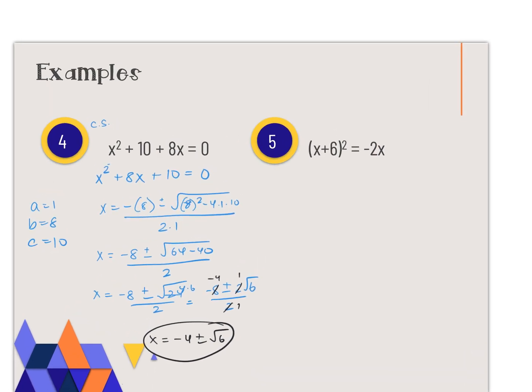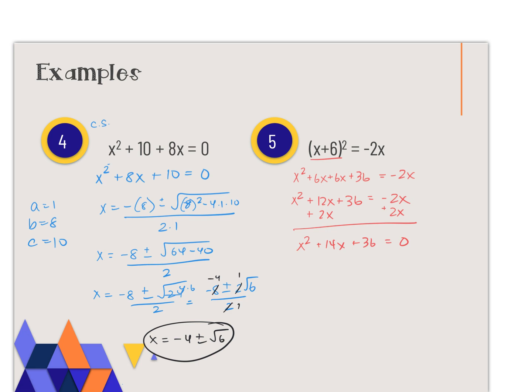So what I actually have to do is FOIL this out. X squared plus 6x plus 6x plus 36 equals -2x. X squared plus 12x plus 36 is -2x. And I have to make this whole thing equal to 0, so I'm going to have to add 2x to both sides. I'm going to end up with x squared plus 14x plus 36 equals 0.